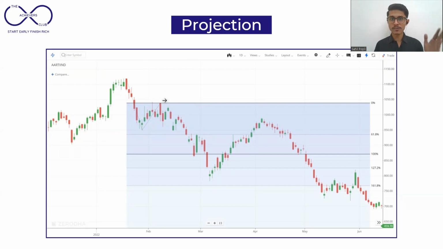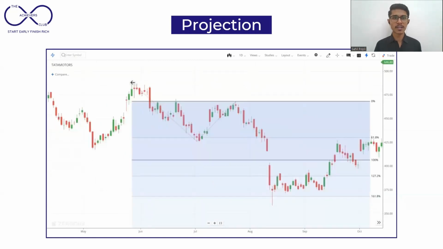From the zone of 1050, we got a move of almost 127%. You can consider within a month and so on. Similarly, one more example here of Tata Motors on the daily time frame. First, we choose the top, then we choose the bottom, then comes the lower top. And from that point of time, we saw almost a move of 161%, and it even goes beyond that.